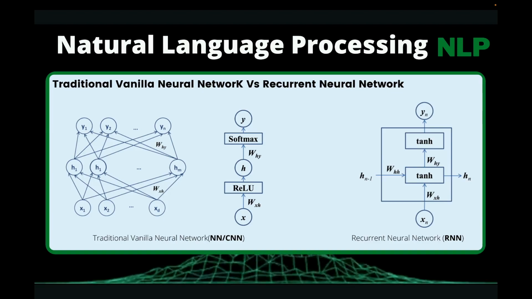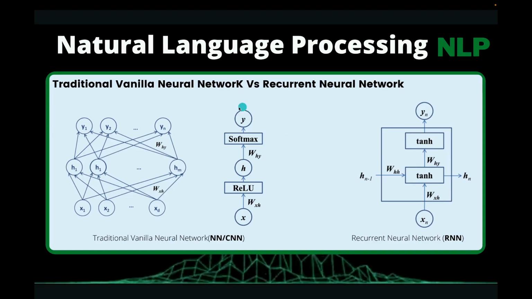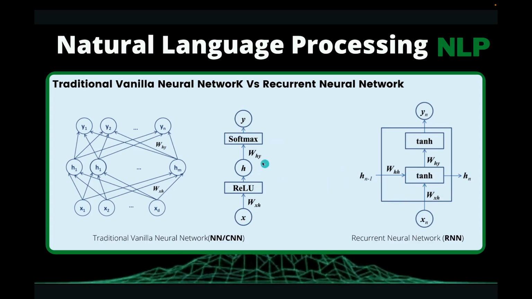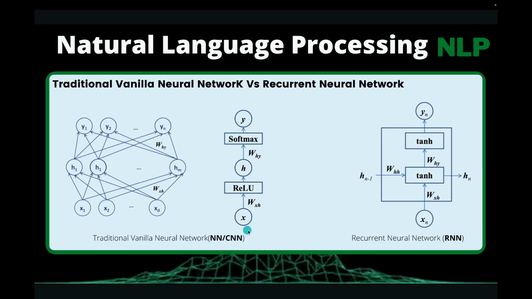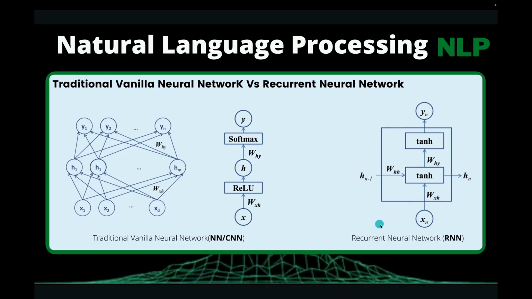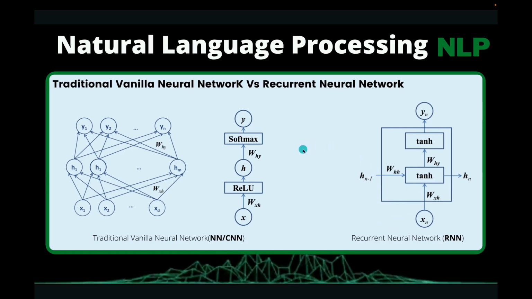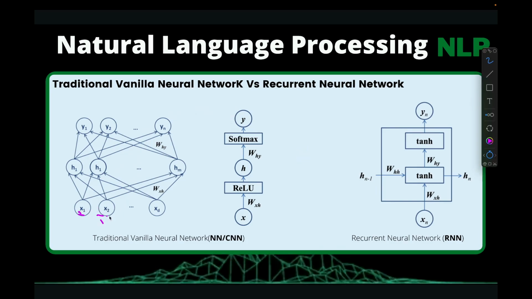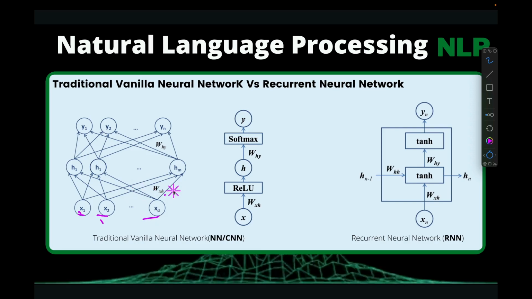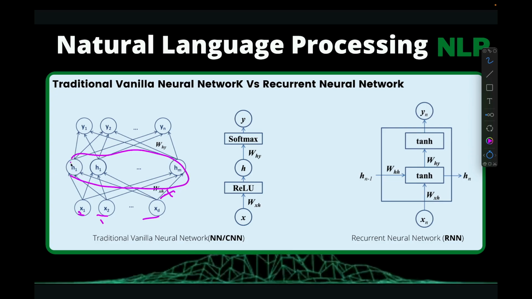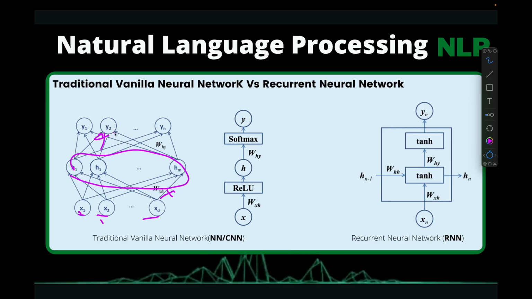Okay, so now what I want us to do is to compare the traditional neural network with the recurrent neural network. Whether it's the traditional vanilla neural network or the CNN, I want us to compare that with the recurrent neural network that we are talking about right now. In the traditional neural network, we have our data points. Then we multiply it with some sort of a weight, and then we have some hidden state over here, and then we get our output.